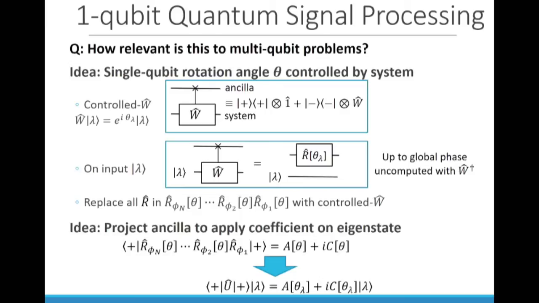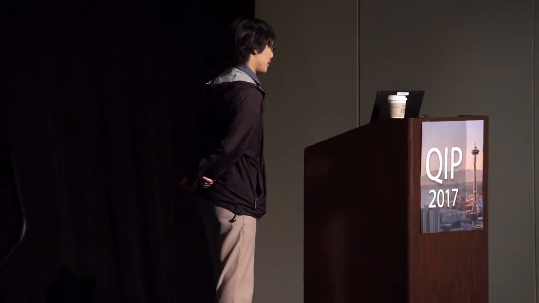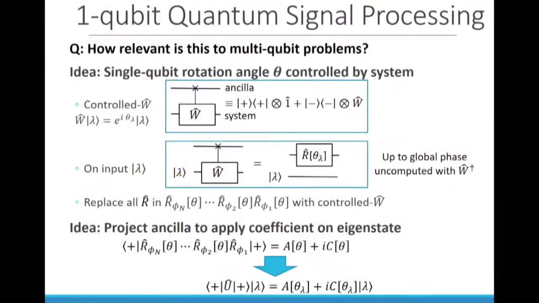To see how this is possible, let's look at an arbitrary unitary matrix W with some eigenstates lambda and some eigenphases. And let's look at the controlled version. We create this controlled version where if you feed in a plus state to the ancilla, you get identity on the system, and if you feed in minus on the ancilla, you get W on the system. So when you feed in an eigenstate, you decouple the two. The eigenstate remains unchanged, but in the single qubit line, you have implemented your single qubit rotation.